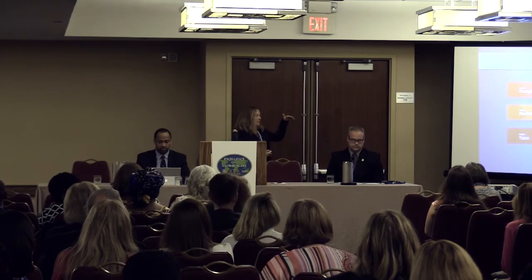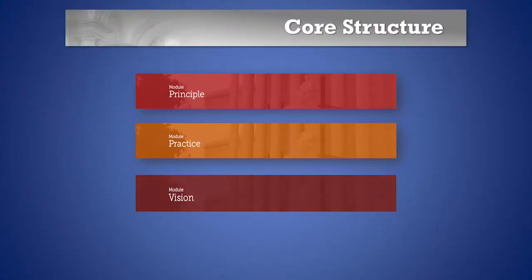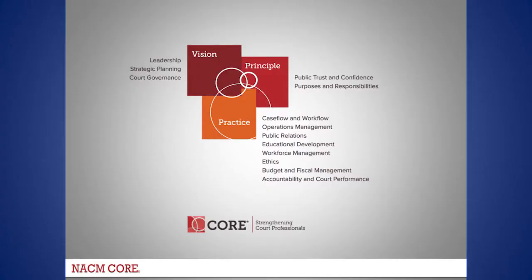So within the new NACM core structure, there's 3 modules. We have the principal module, the practice module, and the vision module. The principal module has 2 competencies within it, and that's the foundational competencies that anyone within the court system should be aware of. The bulk of the competencies are in the practice module, and then the vision module would be more for your top-level management leader. So as you can see, these are the 13 competencies within the core. There's 3 within the vision, 2 within the principal, and 8 in the practice module.